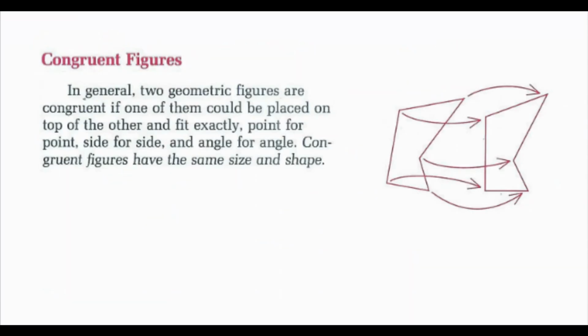So, congruent figures. In general, two geometric figures are congruent if one of them could be placed on top of the other and fit exactly, point for point, side for side, and angle for angle. So one figure is the exact replica of another figure. Now, congruent figures have the same size and the same shape. So every angle will have the same measure and every side will have the same measure.